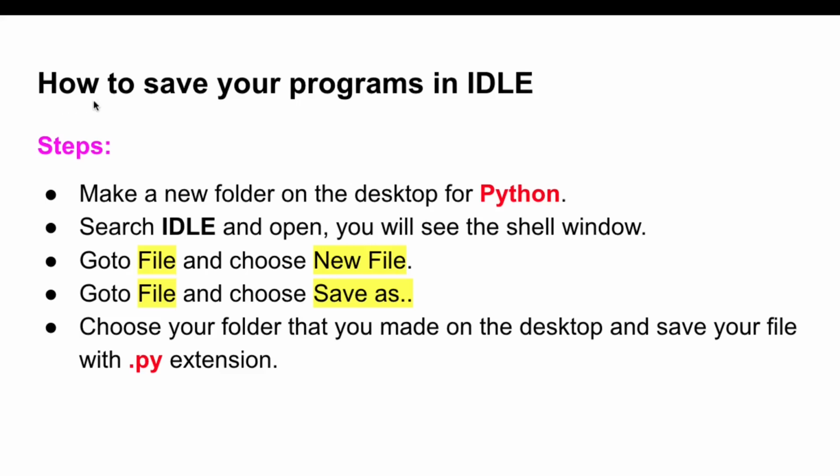So we're going to learn how to save our programs in idle. So here are the steps. I'm just going to read them out for now and then I'll demonstrate it in just a second. We have to make a new folder on the desktop for Python. You have to search idle and open it, and then you will see the shell window. And then you have to go to file and choose new file. Then you have to go to file again and then choose save as, and you have to choose the folder you made on the desktop and save your file with .py extension, and I'll explain why in just a second.